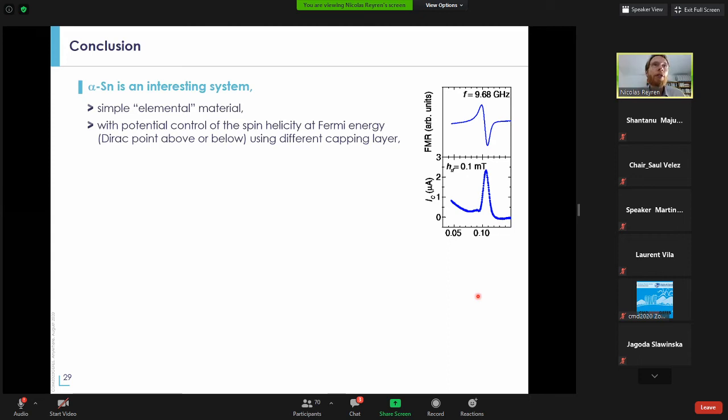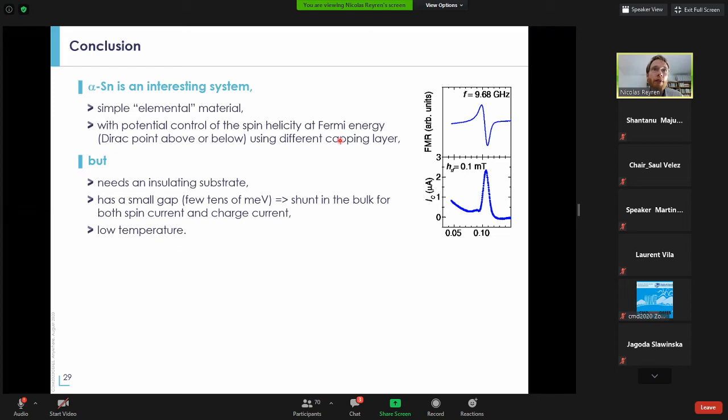So in conclusion, I showed you that alpha-tin is probably an interesting system. It's a simple elemental material with potential control of the spin helicity by changing the position of the Fermi energy compared to the Dirac point by using different coupling layers. But it needs an insulating substrate. It has a very small gap, and so you have a lot of shunt in the bulk of the tin itself. And you need then a low temperature.